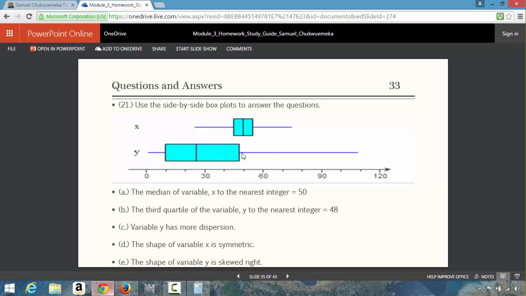Also, another easy way to know this is that the right whisker is greater than the left whisker. Right whisker is greater than the left whisker. You see that? Also, the distance from the median to the minimum point is less than the distance from the median to the maximum point. So it's skewed right.